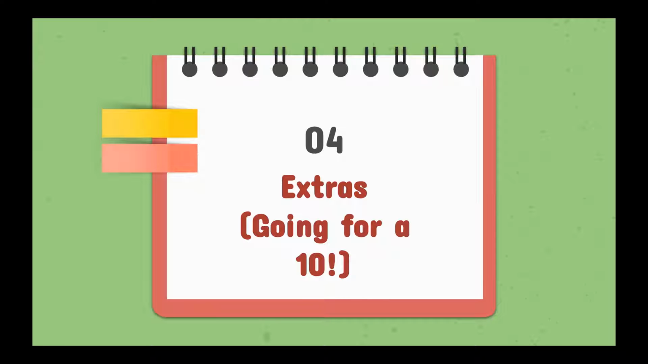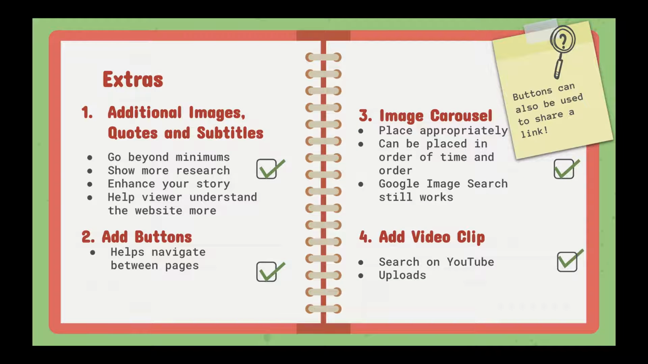Going for a 10 in all your categories of the website? Let's take a look at these extras that'll help you achieve that goal. First, you could consider adding additional images, quotes, and subtitles. Going beyond the minimums of 1 for causes, 1 for description, 1 for effects, and actually adding in subtitles will really help your website sing. It'll show more research, enhance your story, and help the viewer better understand the website and the story more.